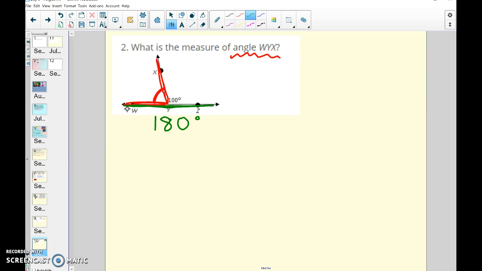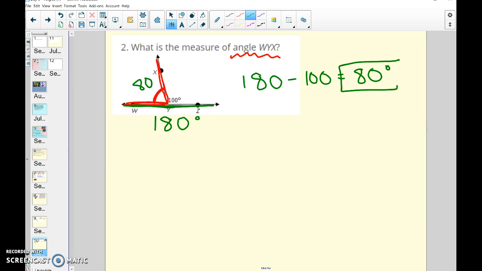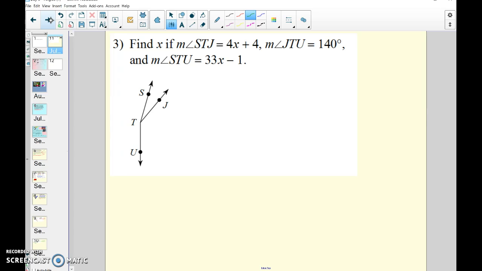Well, if this whole thing has to add up to 180, and I've already got this 100 degrees taken out, what do I have remaining? 80 degrees. That must mean that this section is 80 degrees, so that 80 and 100 will make the full 180 like we know it's supposed to be. So again, somewhat basic, a little bit more thinking with that.